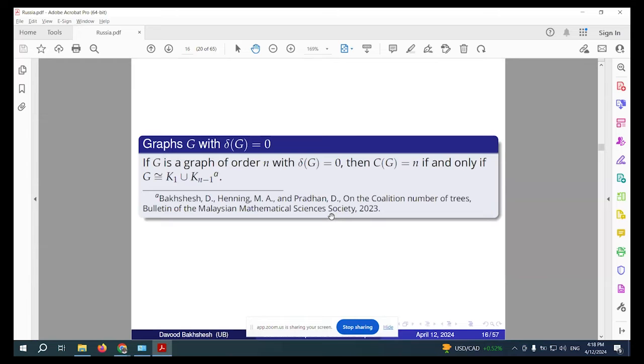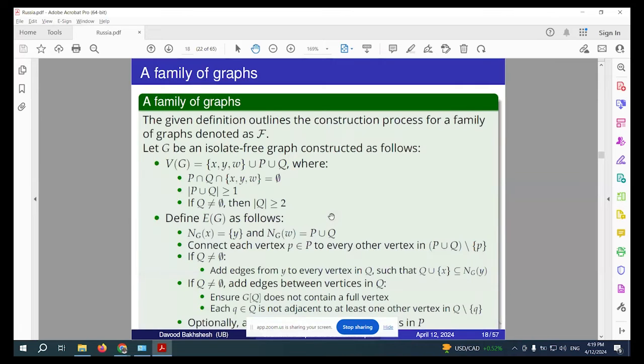This proof was for graphs with small delta G equal to 0. Now we present the result for graphs with delta G equal to 1. Before this, we provide a family of graphs denoted by F.